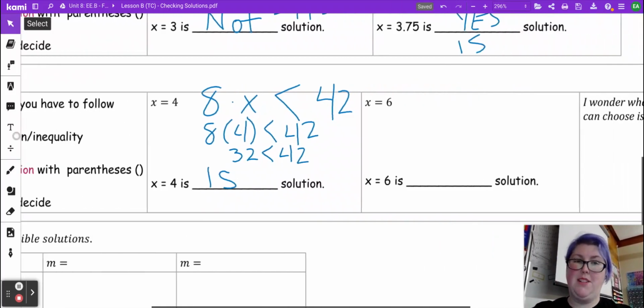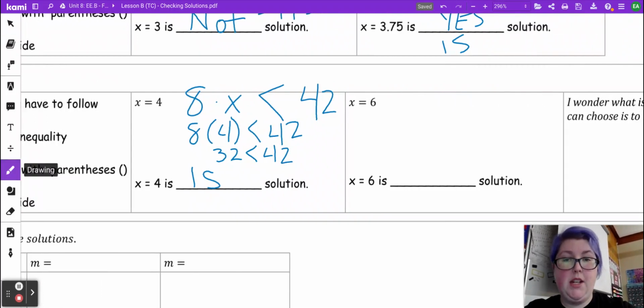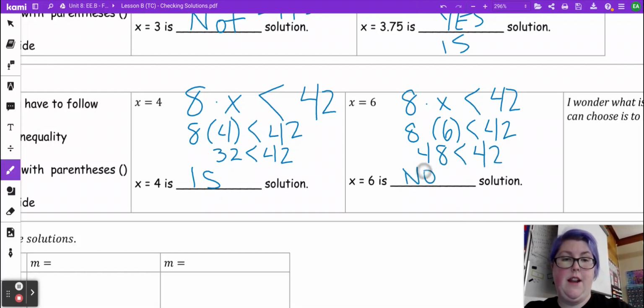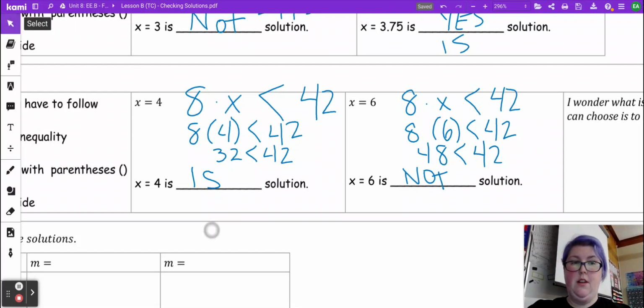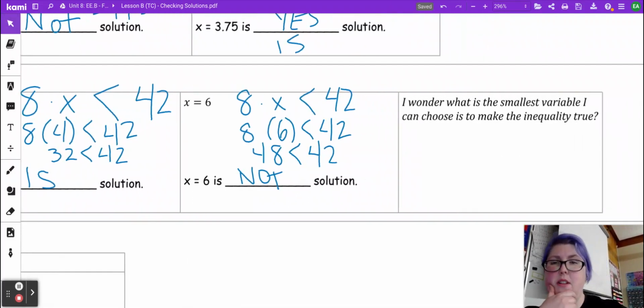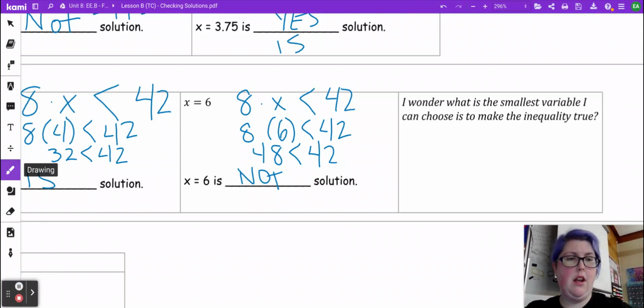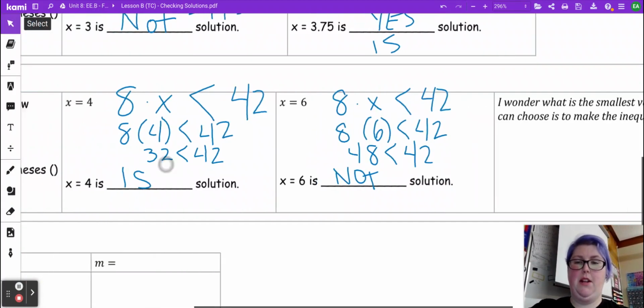But what about x equals 6? Again, we repeat 8 times x less than 42, but now we substitute 6 in for x, and 8 times 6 is 48, which is not less than 42. It is not a solution. So I wonder what the smallest value is to make the inequality true. If you can figure out the smallest value, and that would include decimals, come and tell me, and you will have your prize.